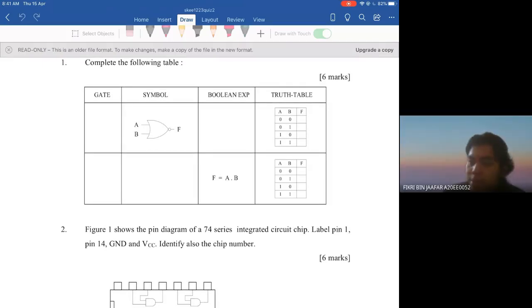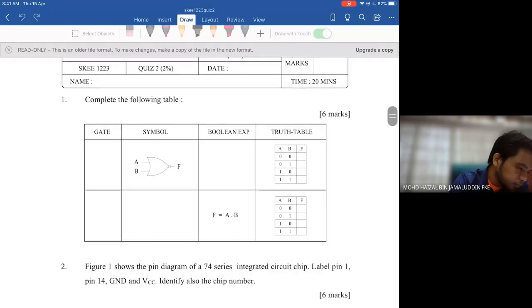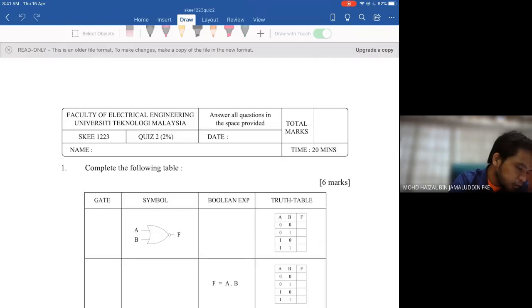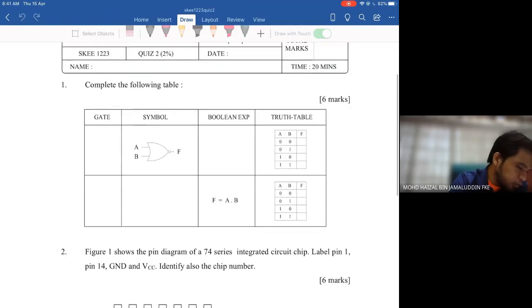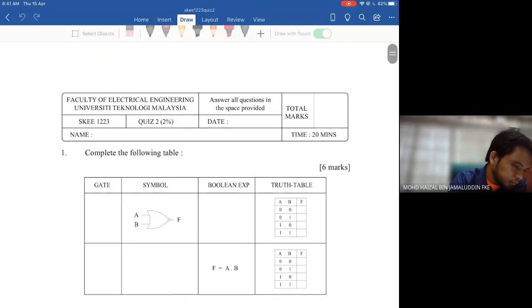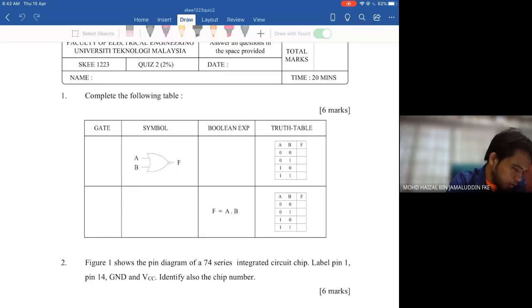No. Counting. Oh yes. No, I can't count here. Don't touch. Oh, read only. So read only, cannot count. Oh, I thought I could draw. So no, I cannot draw here.